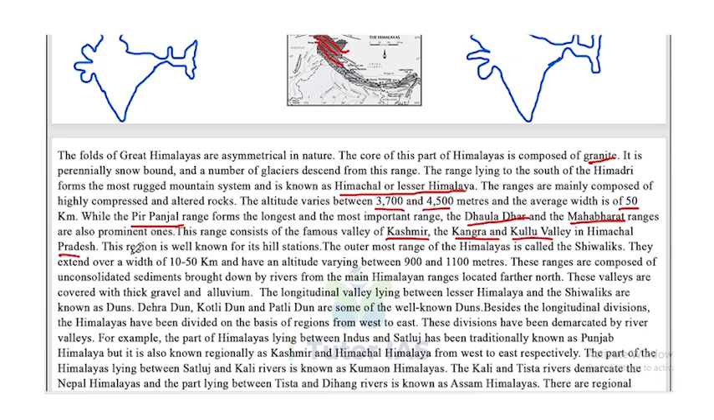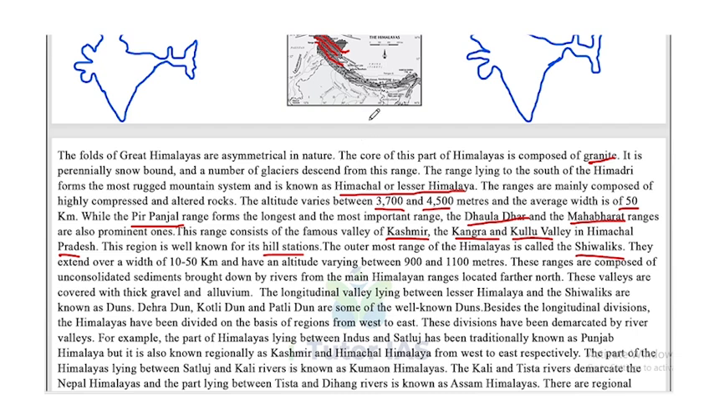Okay, so these consist of the famous valleys like Kashmir, Kangra and Kulu valley, that is in Himachal Pradesh. This region is well known for its hill stations. The outermost range of the Himalaya is called Shivalik. Okay, so the final one is called Shivalik.